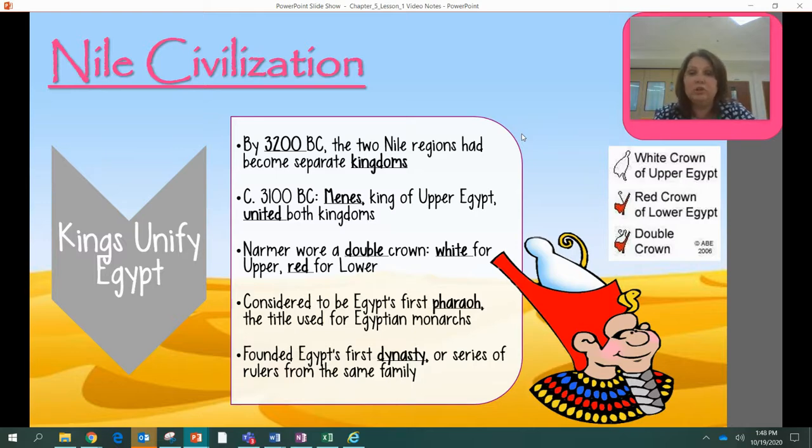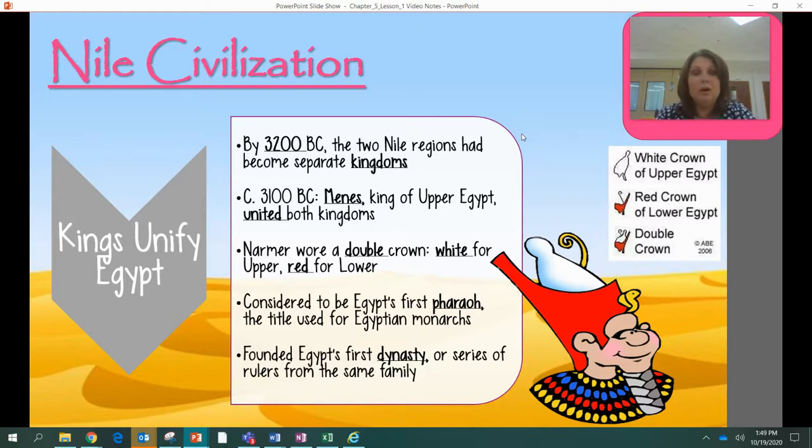He had worn just the white crown when he was the king of Upper Egypt, but then he got the red crown as well for being the king of Lower Egypt together. So he combined them both together, and he had the double crown. We consider him to be Egypt's first pharaoh because he was the first one to use that title as pharaoh. And that's what we call an Egyptian king, an Egyptian monarch.